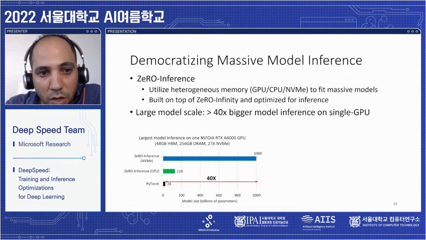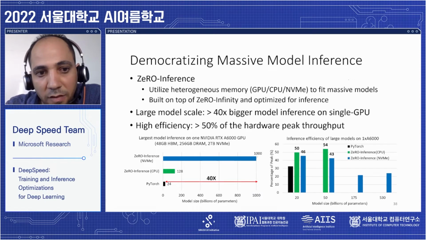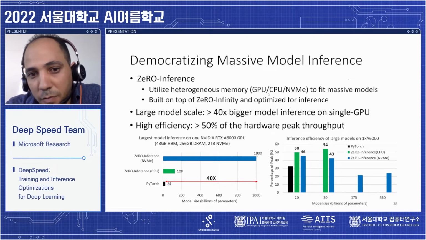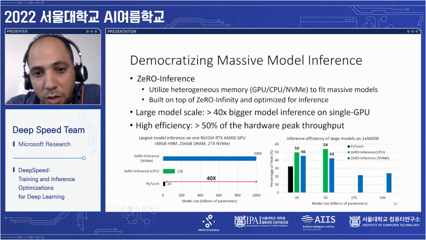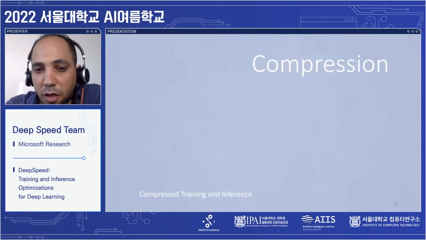This technique has been built on top of ZeRO-Infinity and has been optimized for inference. The first key result that we want to show here is that with the same system architecture, compared to a baseline PyTorch, we can run 4x larger model size. Second, regarding efficiency, we can get up to more than 50% of the hardware peak throughput by using ZeRO-Inference, and also we can run much larger models. With this, I pass to Joey to talk about compression.